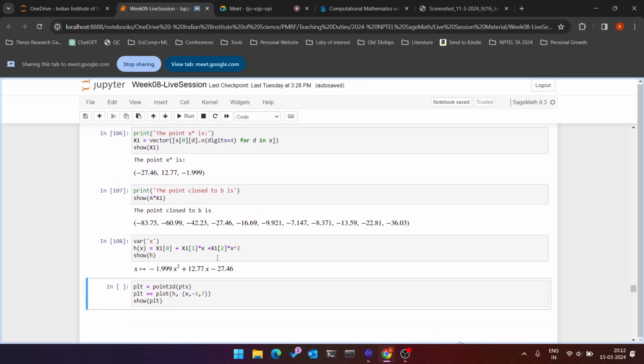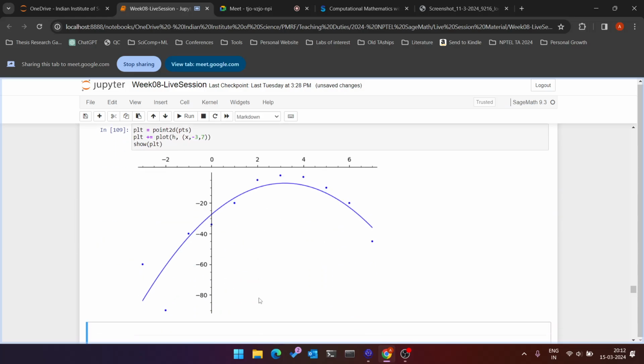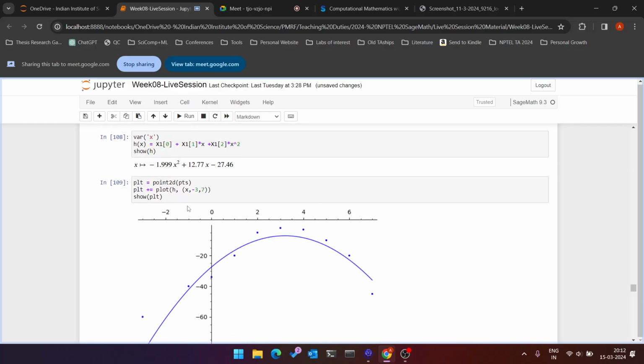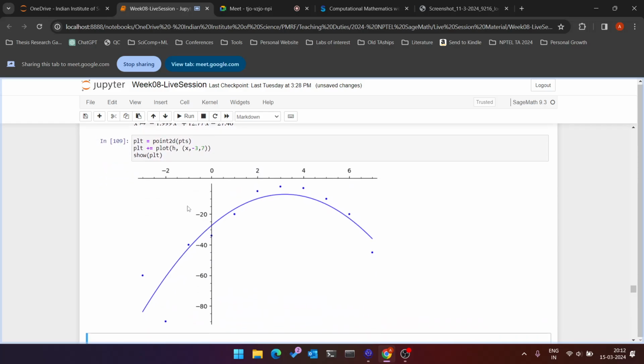And finally, I'll be plotting all the points again using the point to d function, as well as plotting the function h of x for the range of points, which is -3 to +7, to show the plot. The plot ends up looking like this. So this turns out to be my best fit quadratic function for the set of 11 points x comma y which have been given to us.